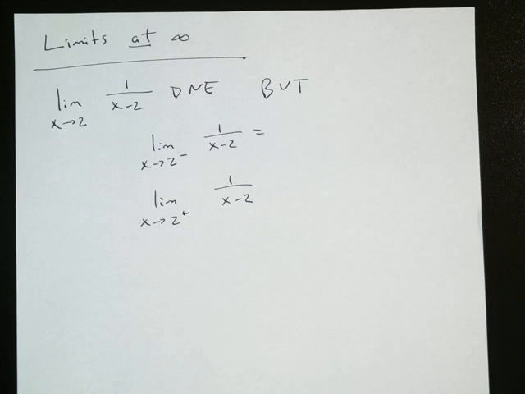What is the limit as we approach from the left? What is the limit as we approach from the right? You can do this graphically. You can do this kind of heuristically. There are lots of approaches to this.